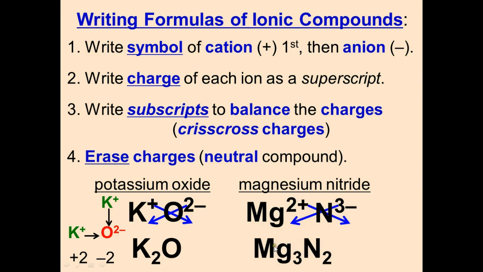So magnesium has a 2 plus charge, so 2 times 3 is 6, so 6 positive. And then nitrogen has a negative 3 charge, so negative 3 times 2 is negative 6. So negative 6 plus positive 6, does it equal 0? And yes, it does. So we have the correct formula.